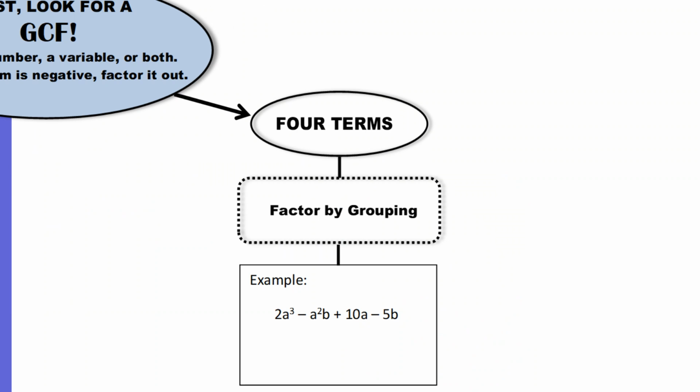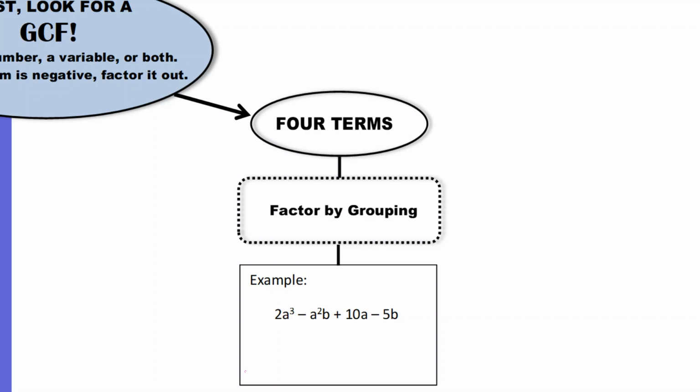Okay, and our last section of our flowchart is for 4 terms, and that's when we factor by grouping. Remember, sometimes you might need to change the order to make it work. I think it should work in the order I have. It's good to note there is no GCF here, so we're going to just jump right into factoring by grouping.